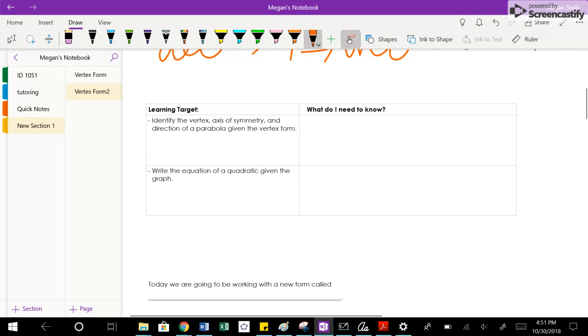So here's our learning target. We want to be able to identify the vertex, the axis of symmetry, and the direction of our parabola. We are going to use a new form today called Vertex Form. And using Vertex Form, we're also going to be given a graph, and we're going to be able to write the equation of our graph using the vertex that we're given in the graph. So we're going to save these "what do I need to know" for later. We'll come back to it towards the end.